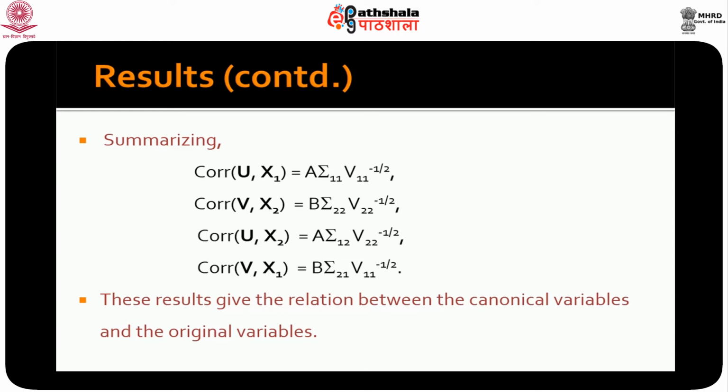Let's go back and look at the first one, which is the correlation between U and x1. It is an r by r matrix, and the elements give us the correlation between each of the canonical variables and the corresponding x elements. So there are x elements in x1 and there are r canonical variables. The correlation matrix actually gives us the relationship between these groups, and it helps us to understand how each of the canonical variables is related to each of the original variables of the same set.